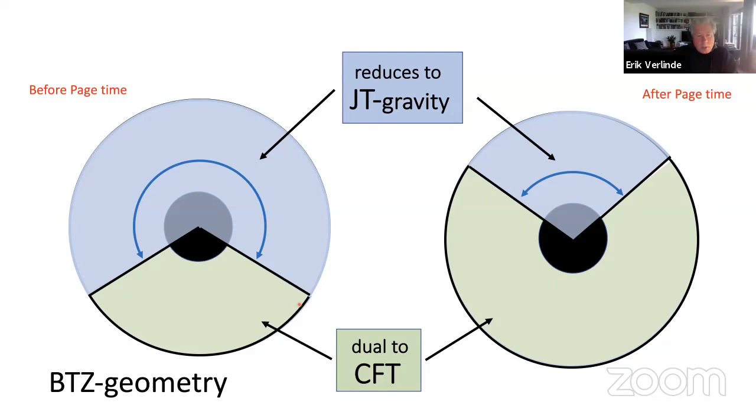Now, normally BTZ has an angular coordinate that goes around the boundary, which is 2 pi. But we also know that we have BTZ geometries which have conical deficits. And this is how I'm thinking about this part: if I would identify this side with that side, I would create a conical deficit in here. But that's just another BTZ geometry. And that's what I want to show on the next slide.